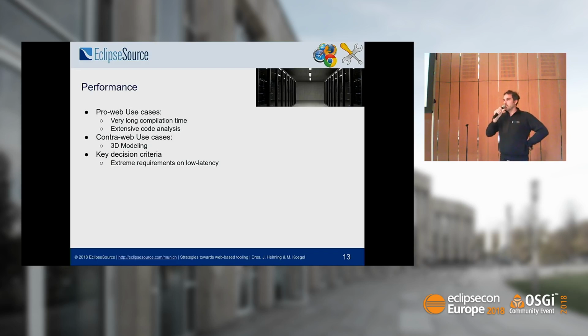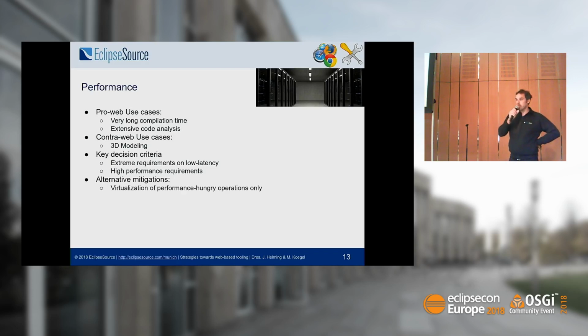However, in our times, if you look at the code completion, for example, that's happening over the network, we're almost there. So it's really as fast as on the desktop. There are some cases where the internet connection really plays a role. And if you have high performance requirements to run long-running operations, that could give you a hint that a web-based solution provides benefits. Alternative mitigations, again, you could only virtualize performance-hungry operations. So if users frequently have to run a very long analysis, you could put only this analysis on the server.